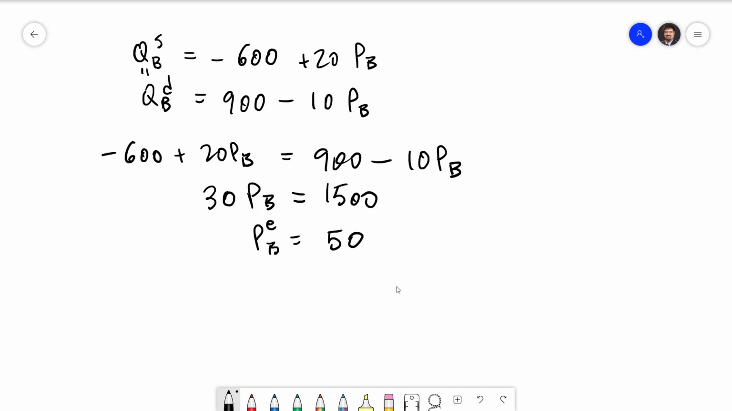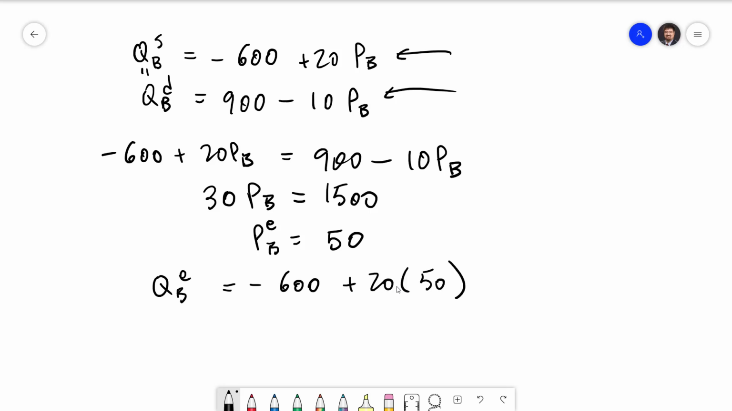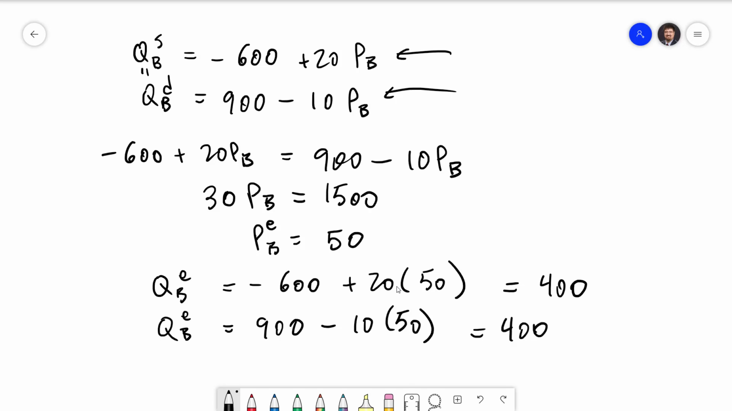For the equilibrium quantity, I'm now going to plug the 50 we just got into either of these equations. Since they're set equal to each other, it does not matter which one I use. Let's use our supply function. We get minus 600 plus 20 times 50. 20 times 50 is 1,000, so that leaves us with 400. Had I used the demand function, I would get the same thing. 900 minus 10 times 50. 10 times 50 is 500, so that's going to leave me with 400 as well.